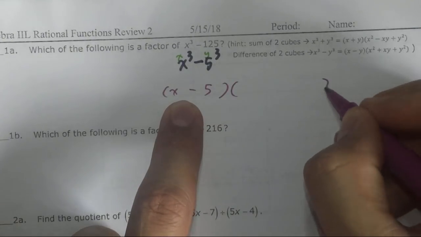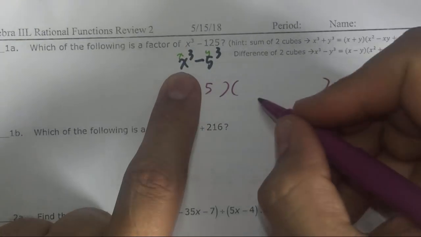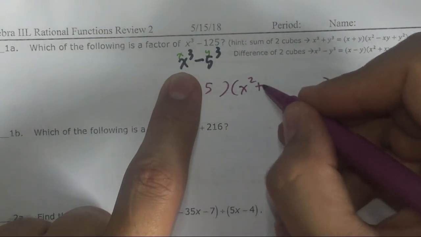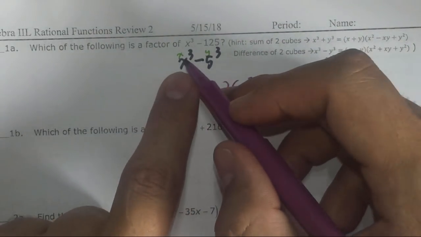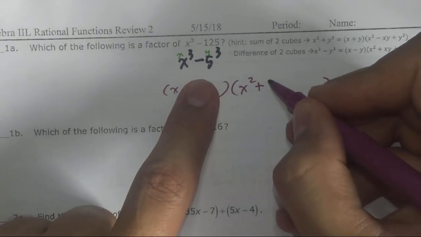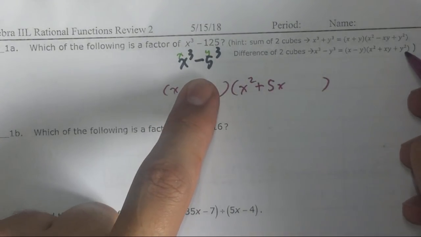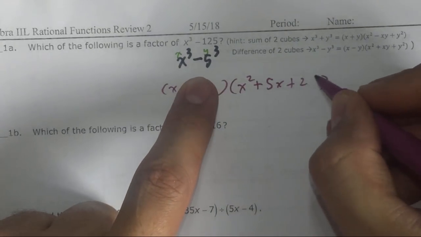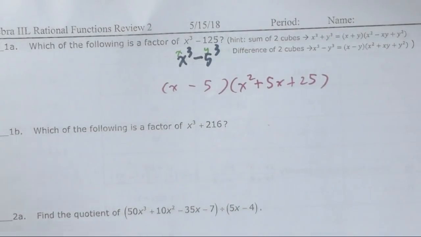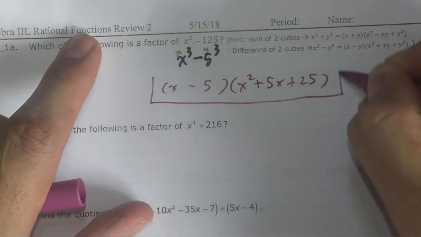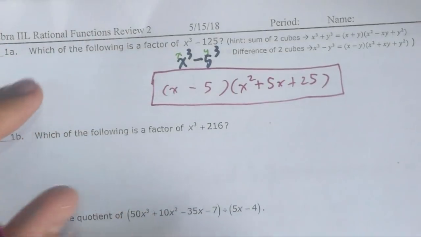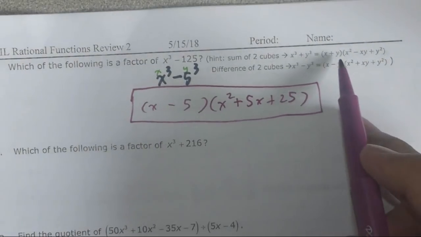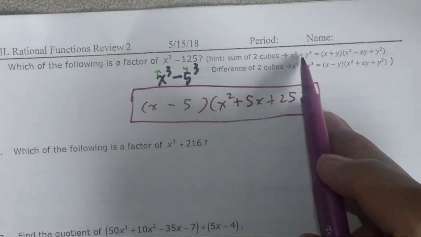Now we're going to have a trinomial. It's going to be x squared. My x is actually x. Then we do x times y, x times 5, that is 5x. And then we have a plus y squared. Y is 5. 5 squared is 25. You just plug those in. That is my answer. On the next one you see that's a plus. You do the same thing, except you use the pattern up here on the top one instead of the bottom one.